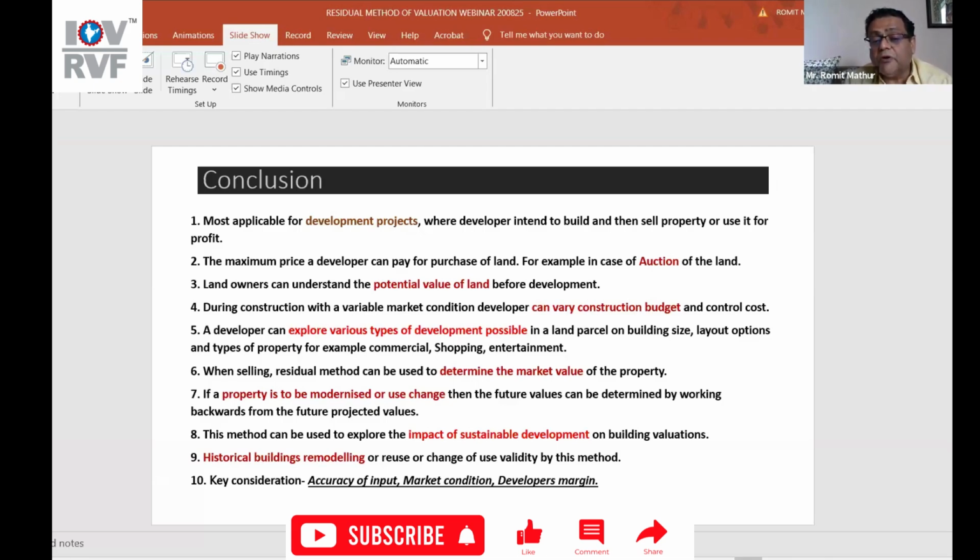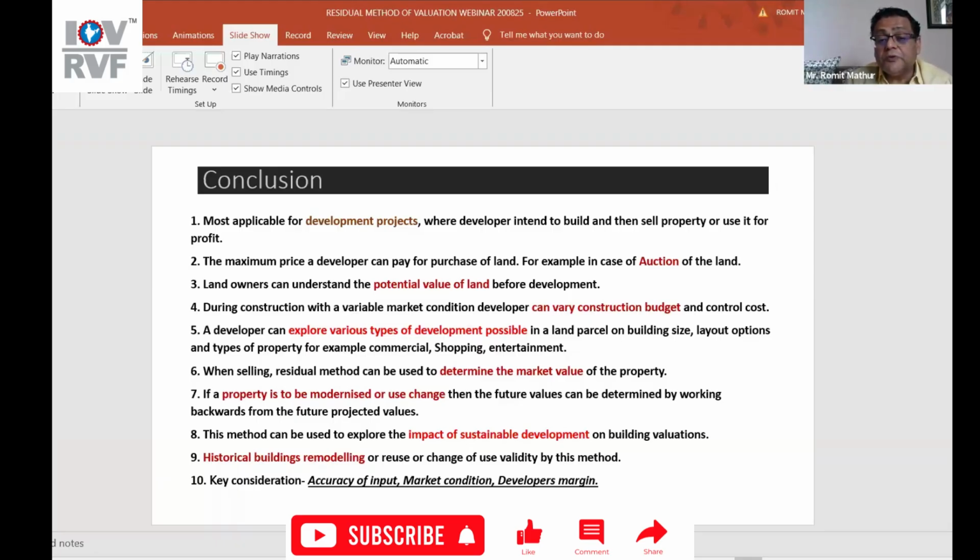If a property is to be modernized or its use changed, then future values can be determined by working backward from future projected values. This method is used a lot in countries like England because there are a lot of old properties which are retrofitted, and these are residential properties. So how much money should one put into retrofitting is determined using this method.